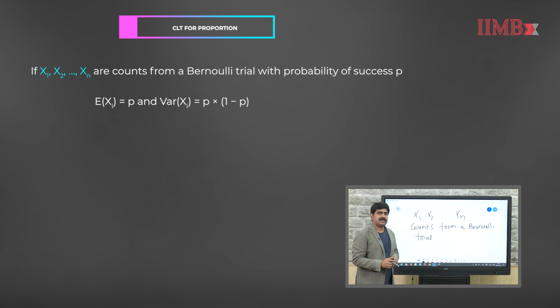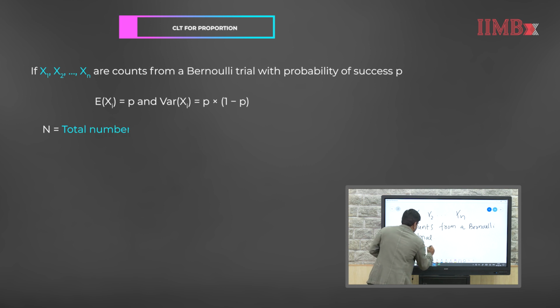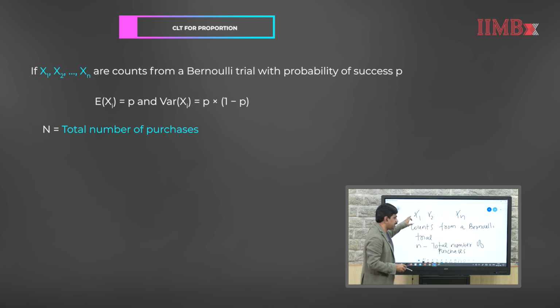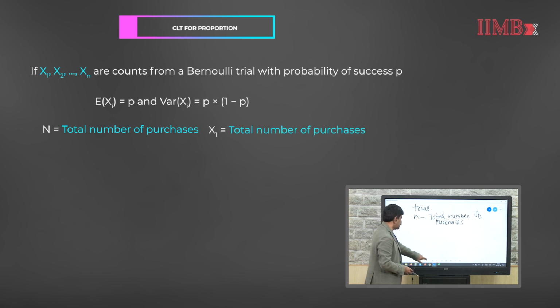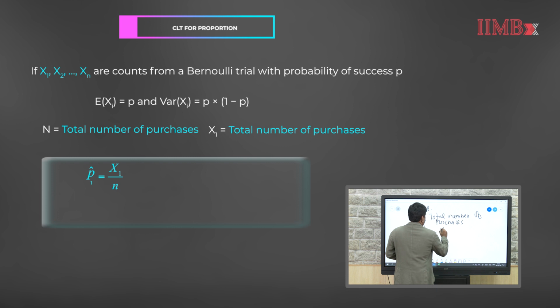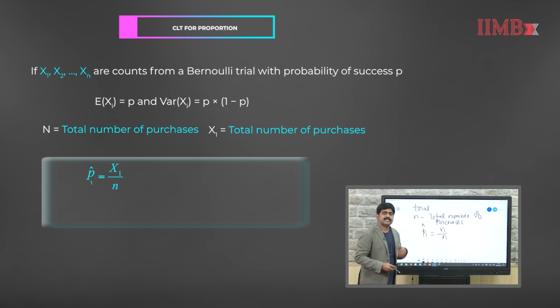Let us take an example of returns by customers from an e-commerce portal. So, let us say n is the total number of purchases and let x1 be the number of returns. That means the estimated proportion of returns is, that is P1 estimate. I am looking at from the first sample what proportion of them is returned. So, this will be x1 divided by n. Like this, we can calculate for all the remaining samples.